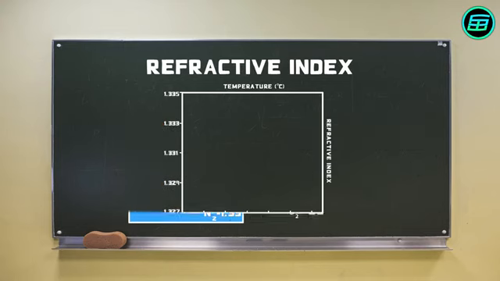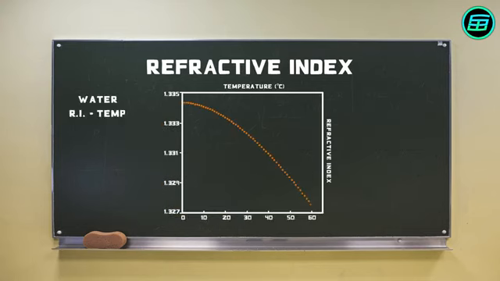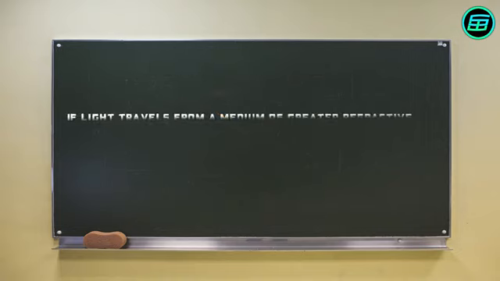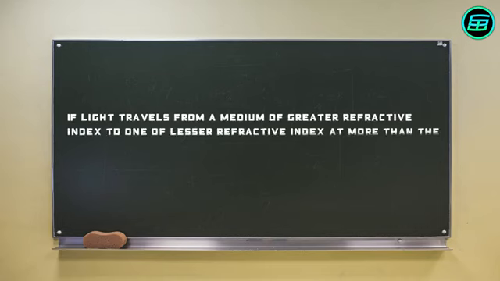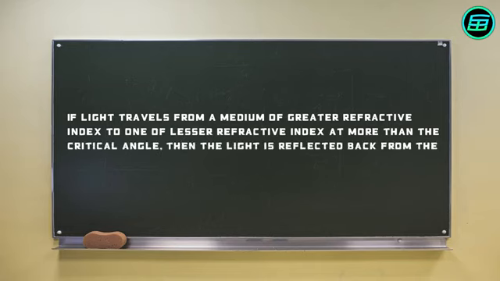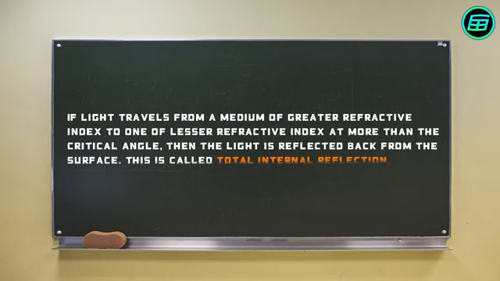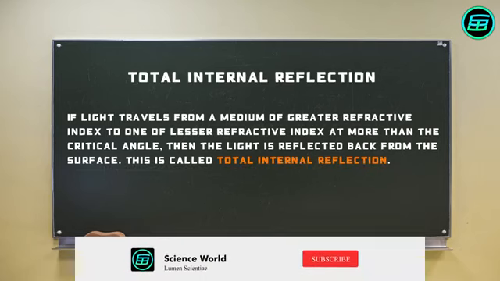Refractive index depends on temperature, so if air heats up or cools down, its refractive index changes. If light travels from a medium of greater refractive index to one of lesser refractive index at more than the critical angle, then the light is reflected back from the surface. This is called total internal reflection.